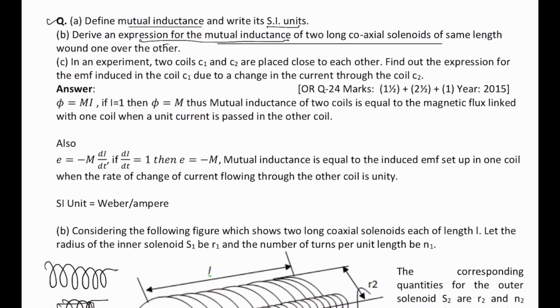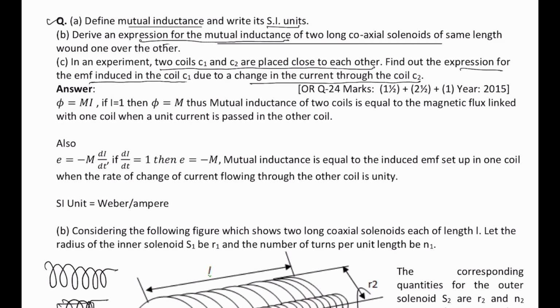Now, in an experiment, two coils C1 and C2 are placed close to each other. Find the expression for the EMF induced in coil C1 due to the change in current in coil C2. This is a very, very important and most repeated question. This type of question is asked repeatedly in CBSE board class 12 exams. So we will answer one by one.